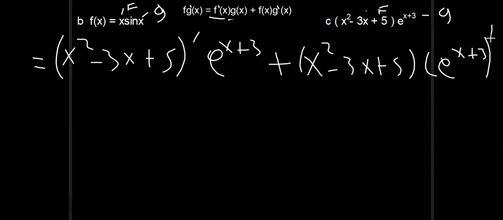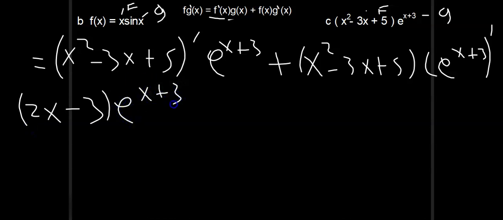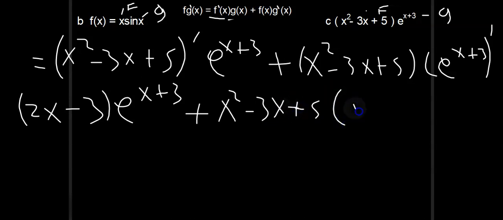So now when you derivate x squared minus 3x plus 5, you're gonna get 2x minus 3. And then let me just write the exponential function as it is. I don't have to derivate it. And then now let me just write the linear function as it is. And now lastly, I'm gonna derivate this exponential function. Actually, let me just write the derivative form of this function.